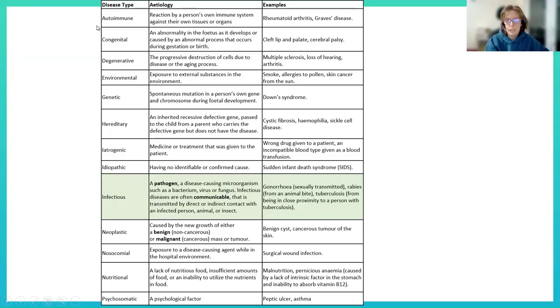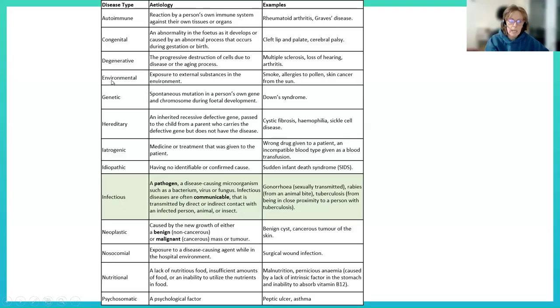So autoimmune, that's when the body attacks itself. Your immune system starts attacking your own healthy tissue. So Crohn's disease, colitis, multiple sclerosis, those sorts of things. Congenital is when you're born with something like a cleft palate or cerebral palsy. Sometimes there's an accident during the birth process. Degenerative is things like Alzheimer's disease, Parkinson's, things that get worse over time. Environmental is things that are caused by your environment.